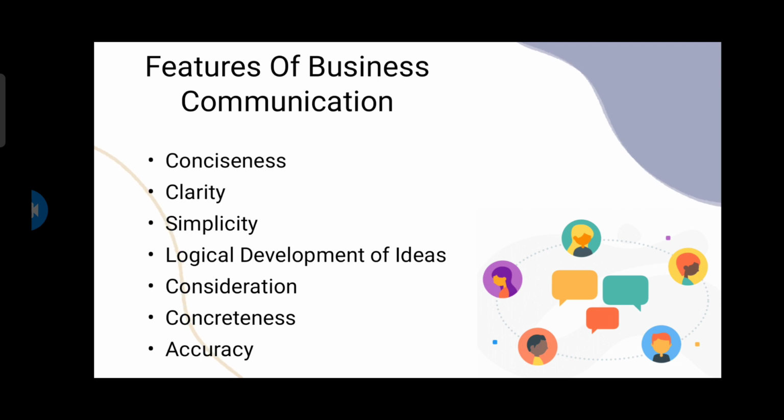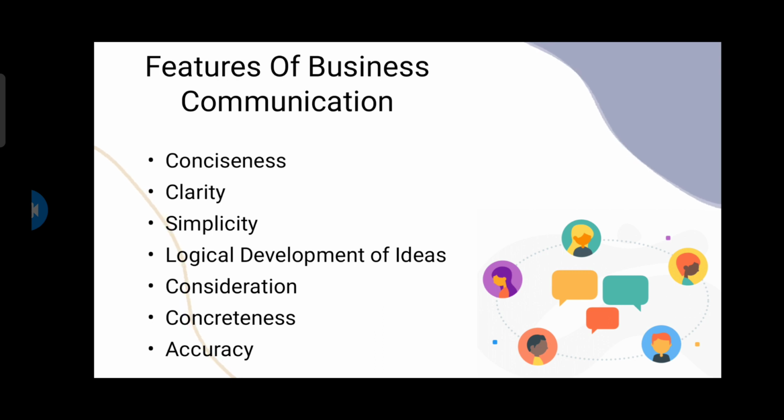Fifth one is the consideration. Consideration refers to the receiver. What is to be conveyed should be understandable by the receiver. While selecting the subject matter and the medium of communication, the receiver's emotions, needs, and interests should be kept in mind. Sixth one is the concreteness. It is an essential requirement of effective business communication to bring concreteness in a communication. Visual aids like graphs, charts, tables, and diagrams should be used.